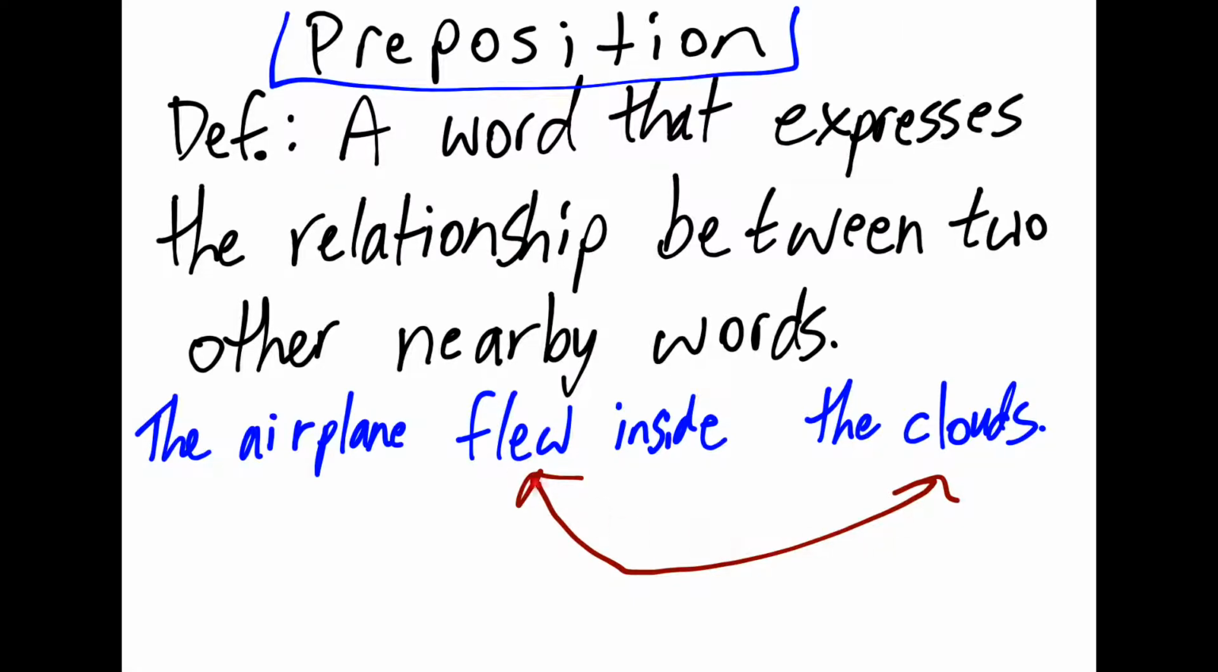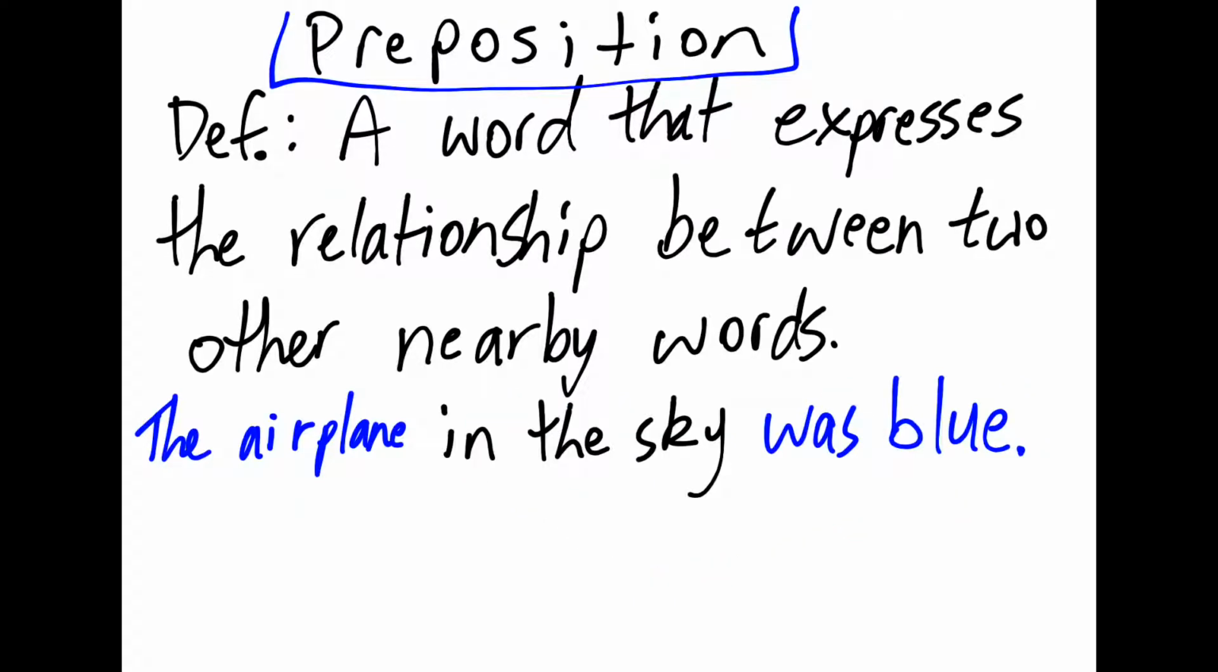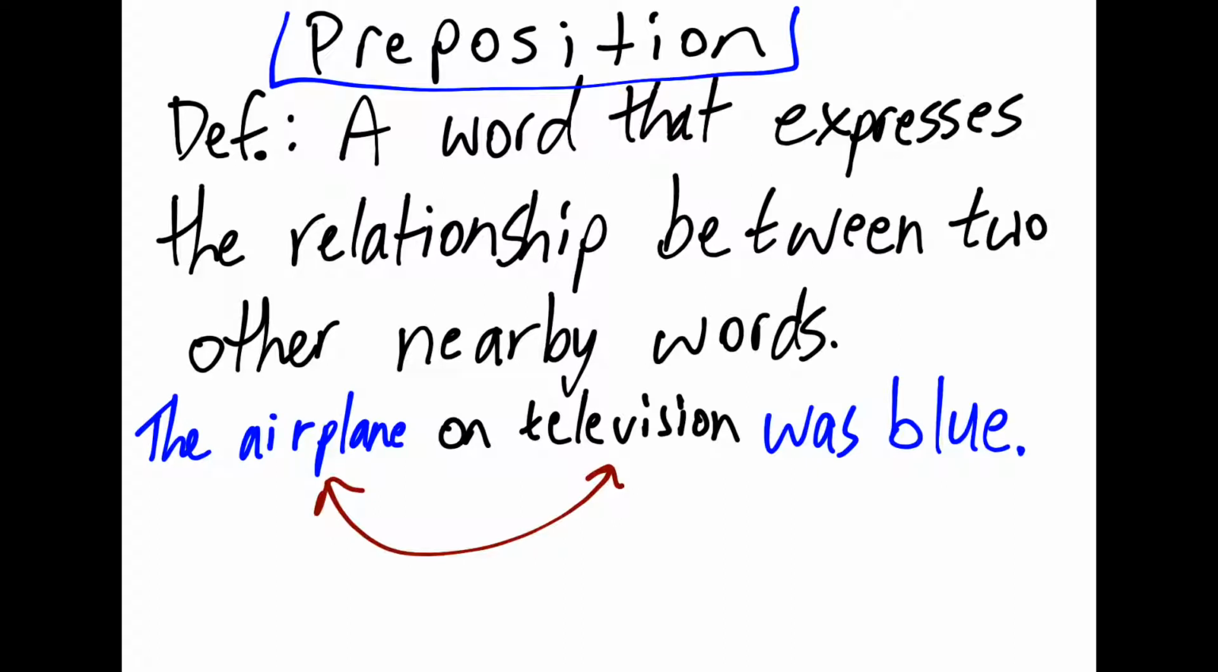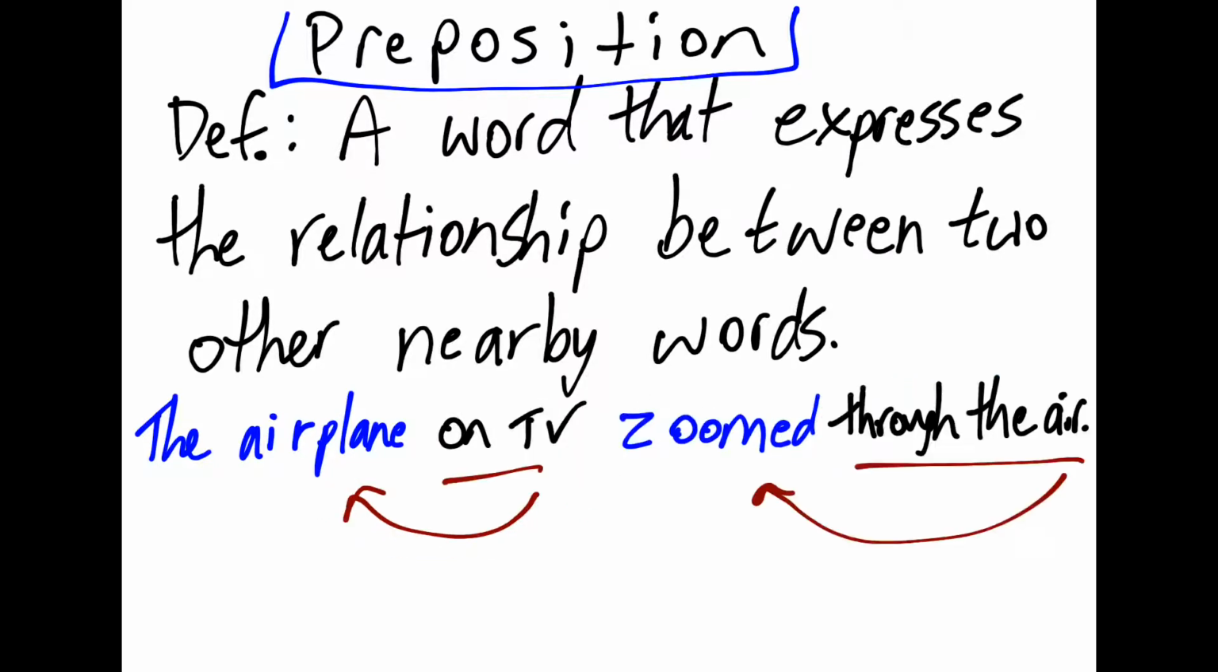Notice that all of these examples connected to the verb of the sentence. In the same way that we specified how an airplane flew, we can also specify which airplane we're referring to. For example, the airplane in the sky was blue, the airplane from Japan was blue, or the airplane on television was blue, just to name a few. In these examples, we're explaining the relationship between things like the airplane and the television, or the sky, which airplane we're referring to. The prepositions are the connecting words, like on or through.